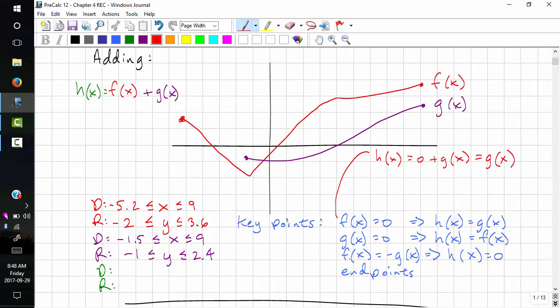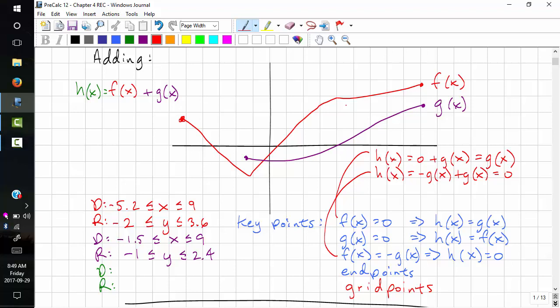Here's another key point: f of x equals negative g of x. So let's look at that. h of x equals negative g of x, where we're substituting, plus g of x, which equals 0. Even if you don't remember, you can derive them from simple properties. So h of x equals 0. We also want to test endpoints, and we also want to test grid points if they exist. You're not always going to be able to find grid points for both functions, but if you can, use them.